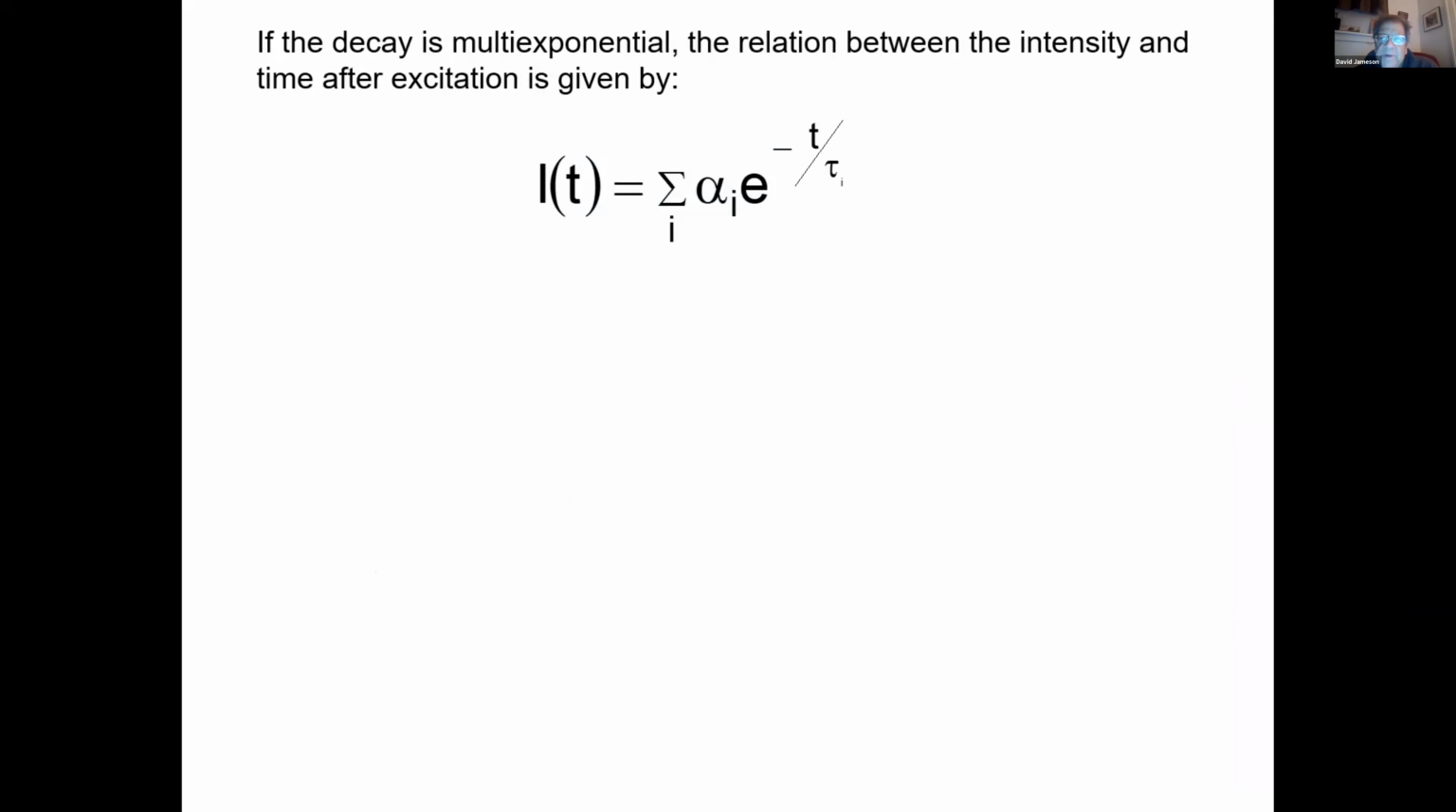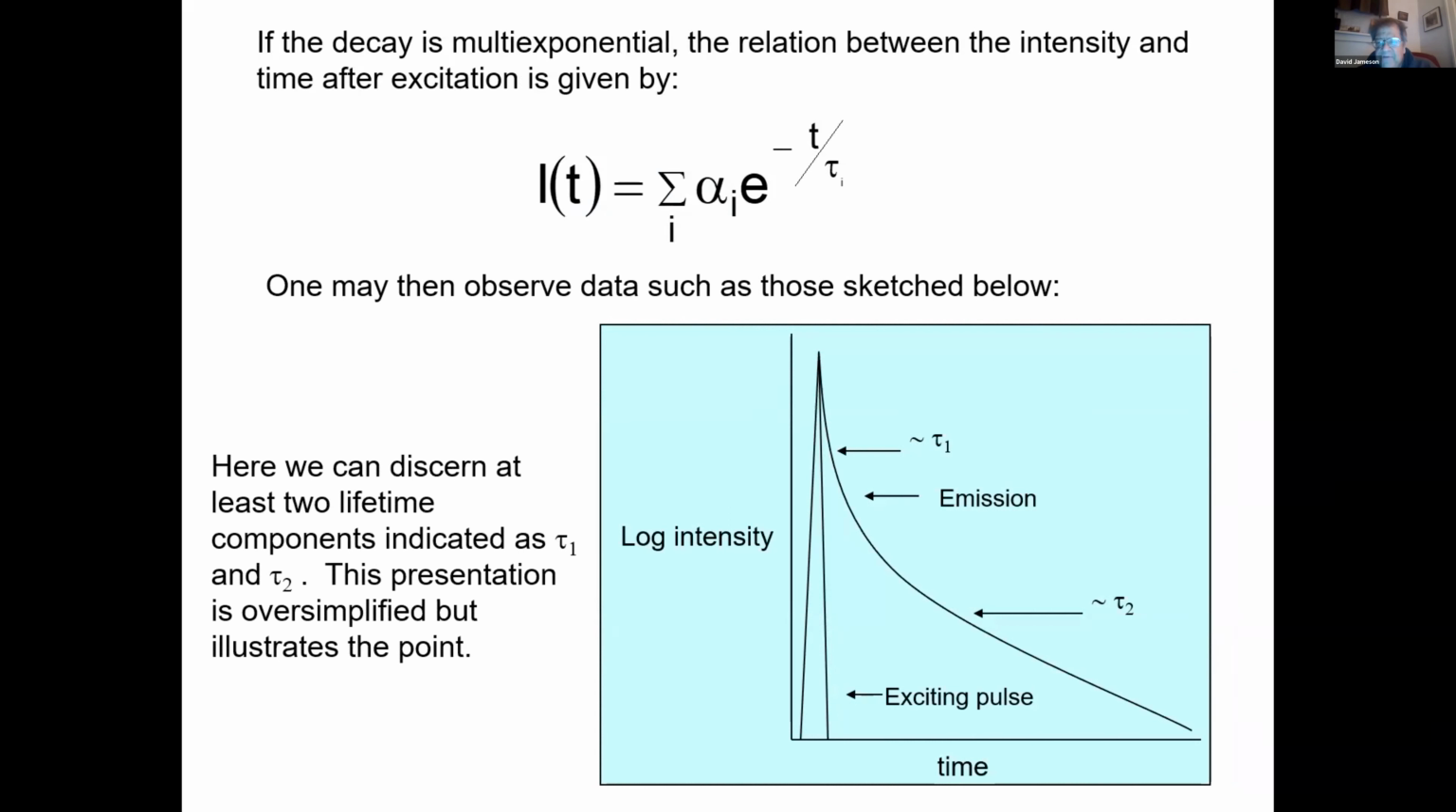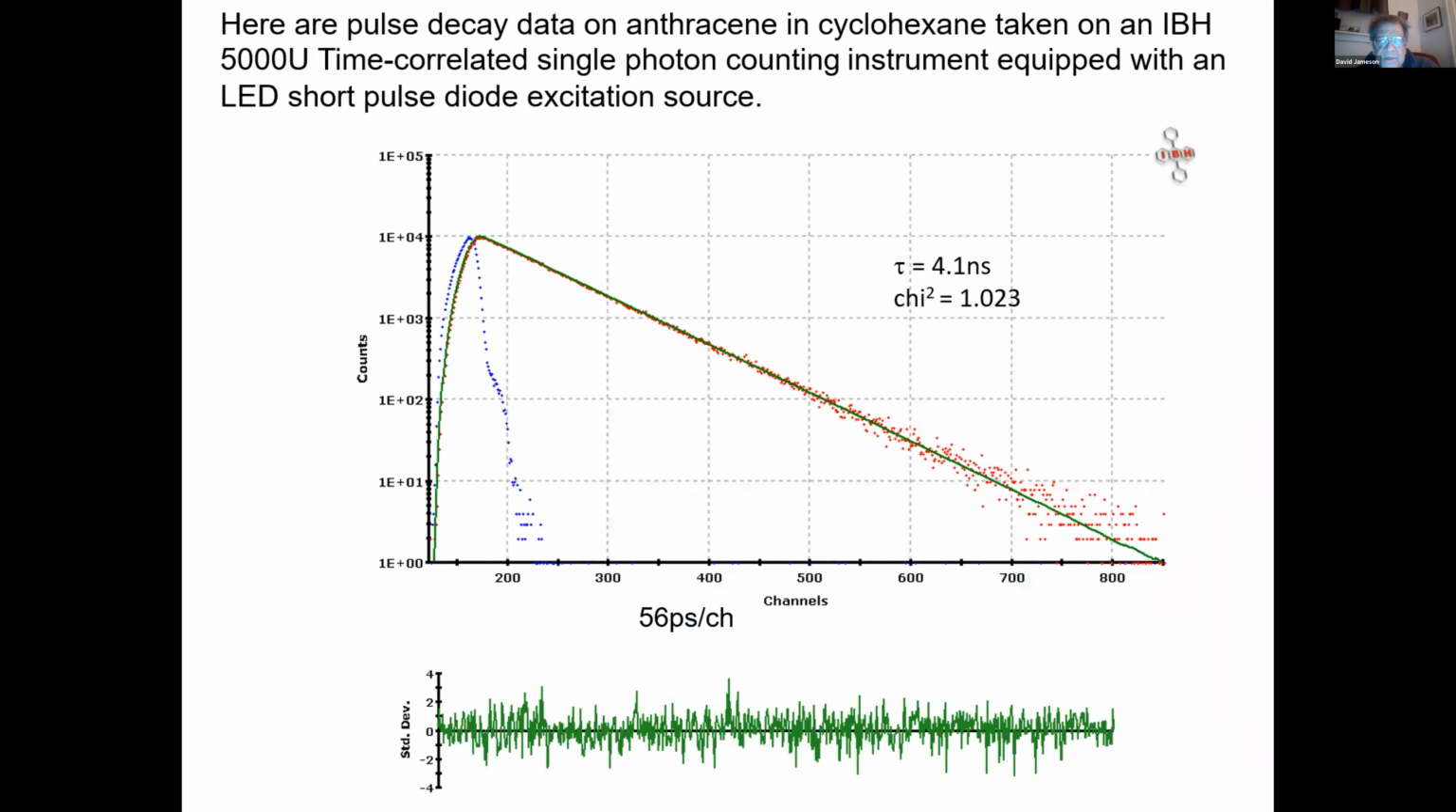So if it's multi-exponential, you're going to have several components, as we see here. The intensity at time t will be a function of more than one component. And in such a case, you may have data looking like this. This is simplistic, but you get the idea. You have a pulse, and this is still the log scale, but now you see a big curve in the scale. We have a short component and a longer component. Okay, so that's how this would look in a multi-component situation.